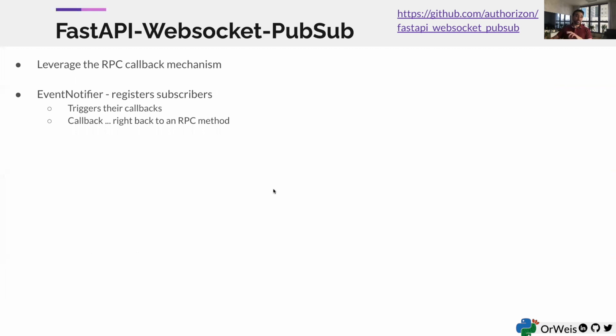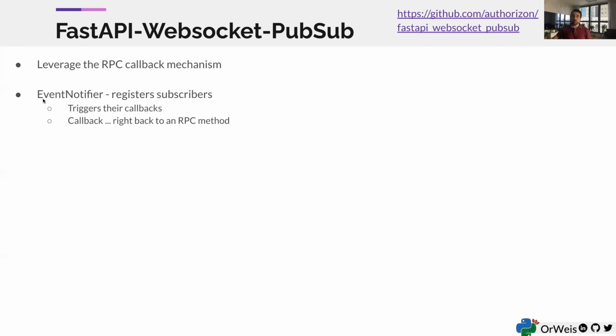So that was RPC. Now let's see how we take it to the next level, to PubSub. So RPC enabled us to do a kind of one-to-one conversation. Now we want to go and enable the one-to-many. And we want to leverage our RPC to do so.